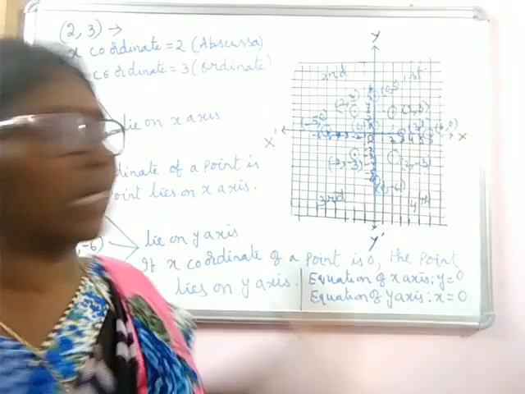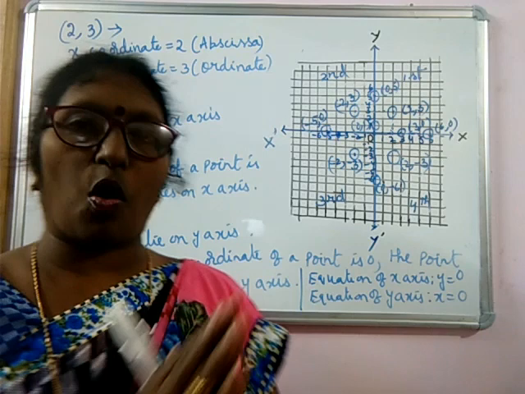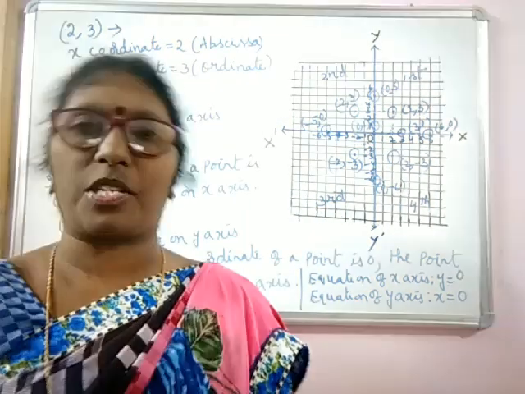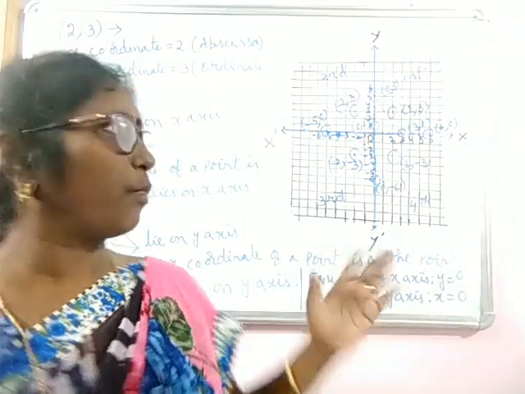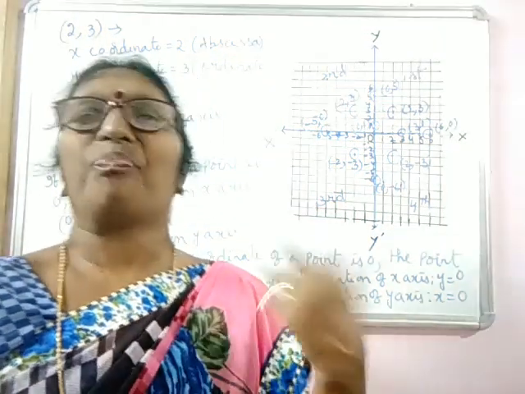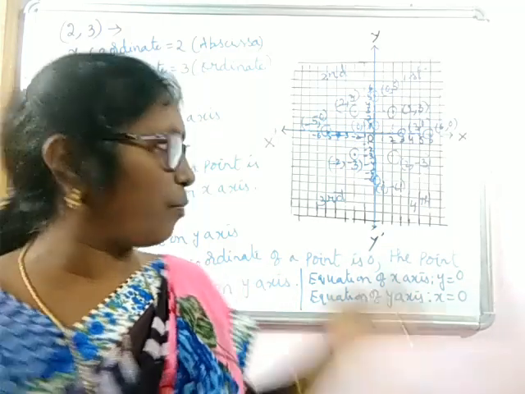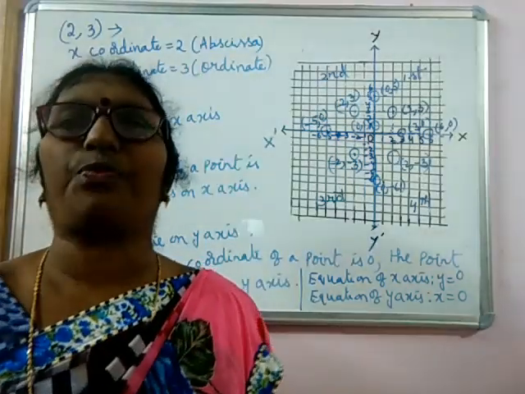I hope this is clear about graphs. What are the coordinates, ordered pair, abscissa, ordinate, all these things. And as per the given ordered pair, which quadrant and on which axis the point lies, you can find out.